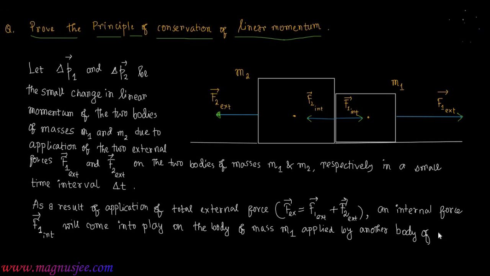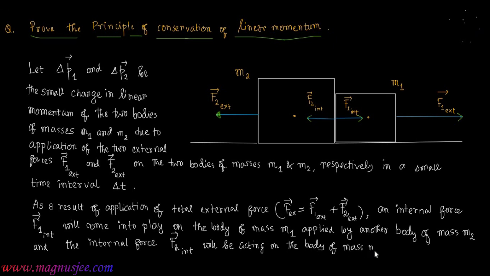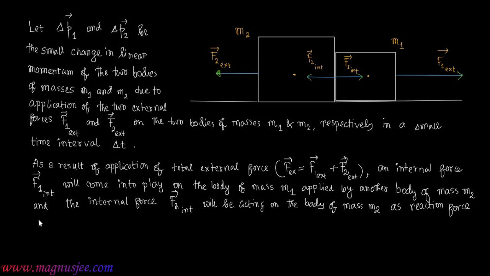And the internal force vector F2 int will be acting on the body of mass m2 due to the body of mass m1. Vector F2 int will be acting on the body of mass m2 as a reaction force exerted by the body of mass m1.